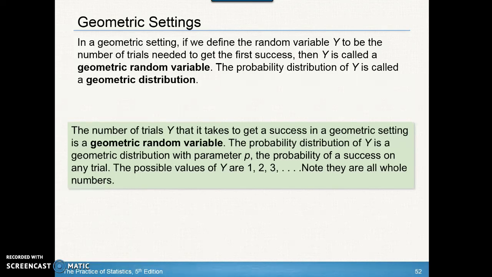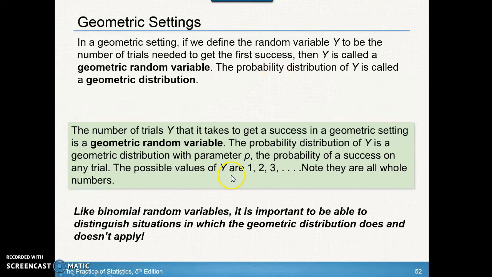In this case, we're defining it as P, which is the probability of success on any trial. So the possible values of y, the number of trials to get the first success, are 1, 2, 3, 4, and so on. Just take note that they're all whole numbers because when I'm rolling a die, I can't roll a die 2.5 times.